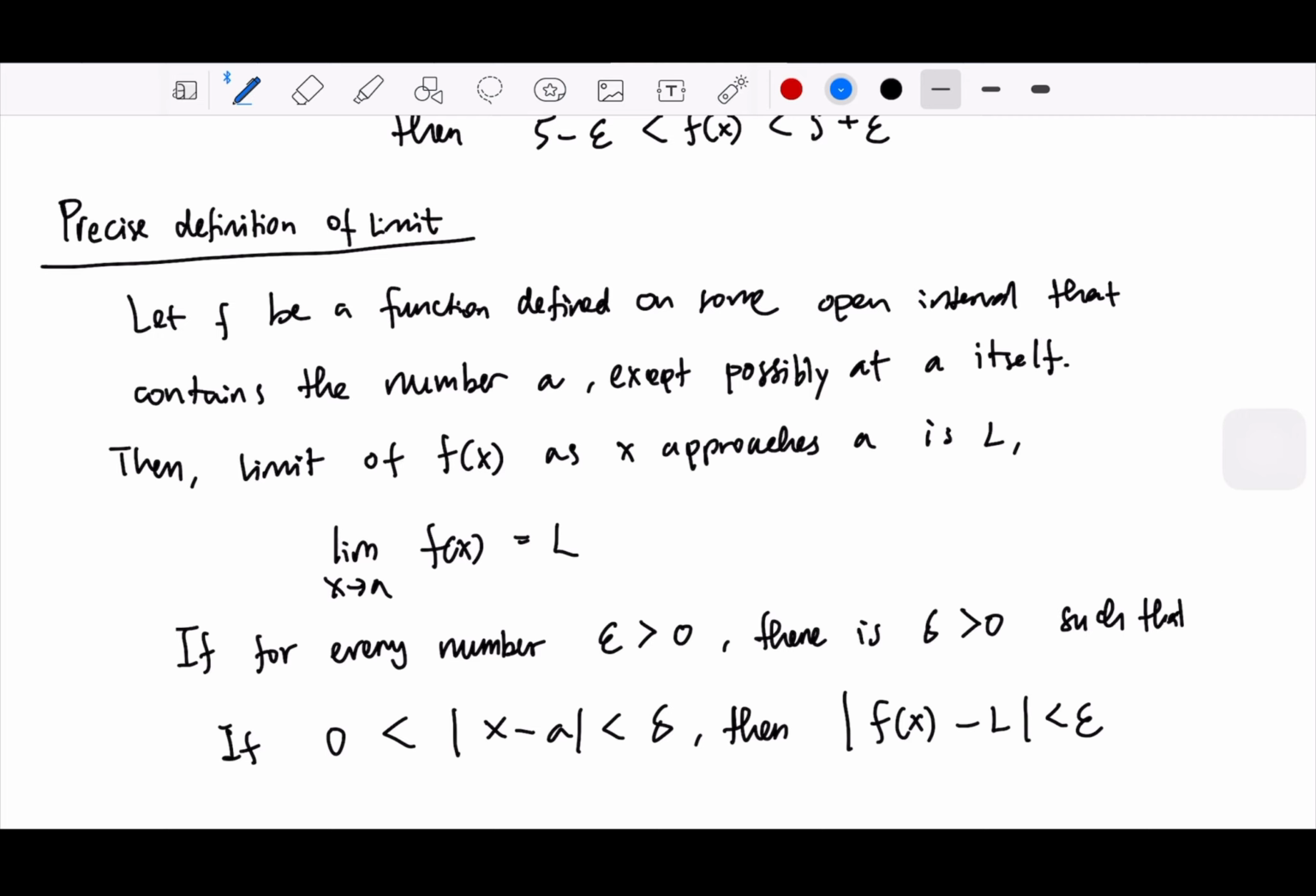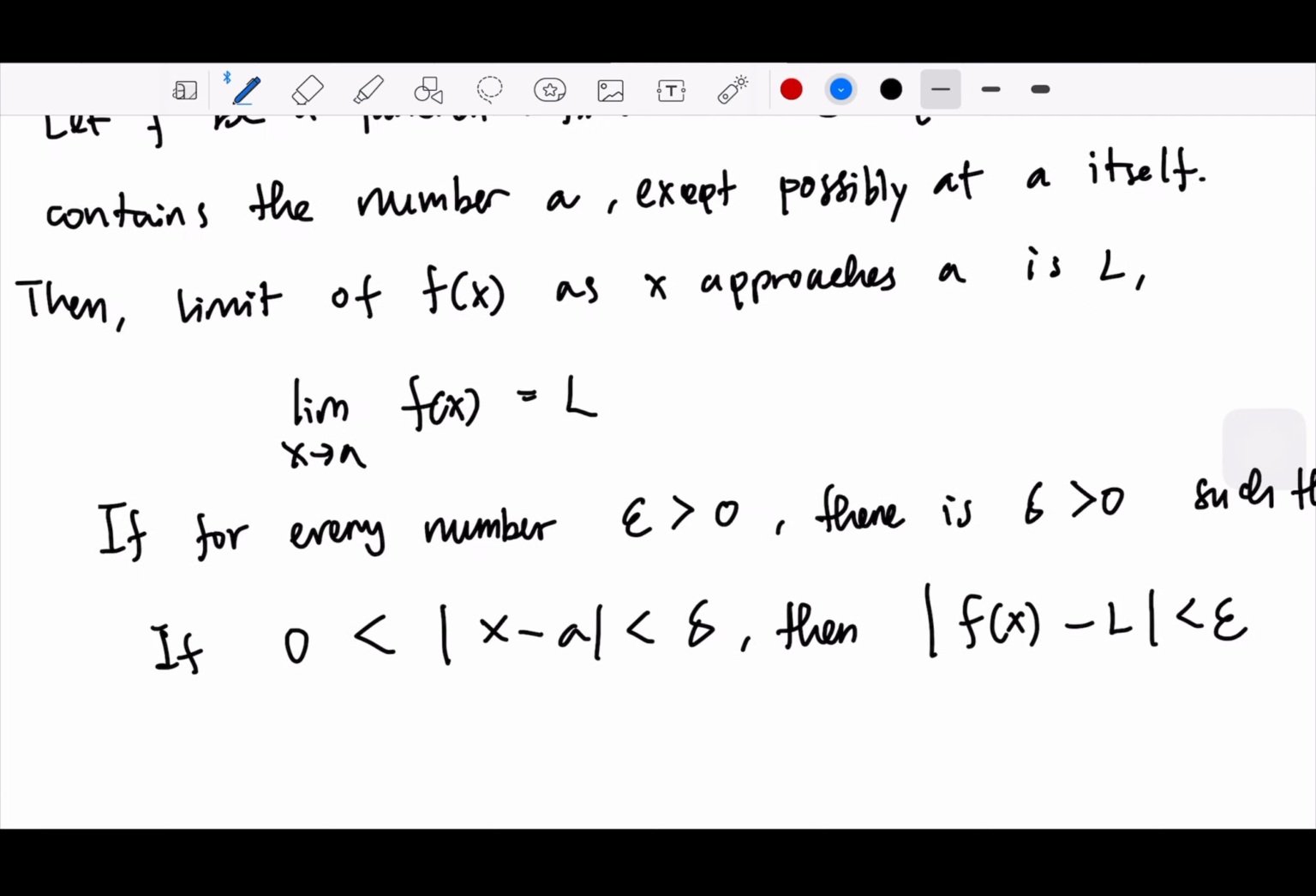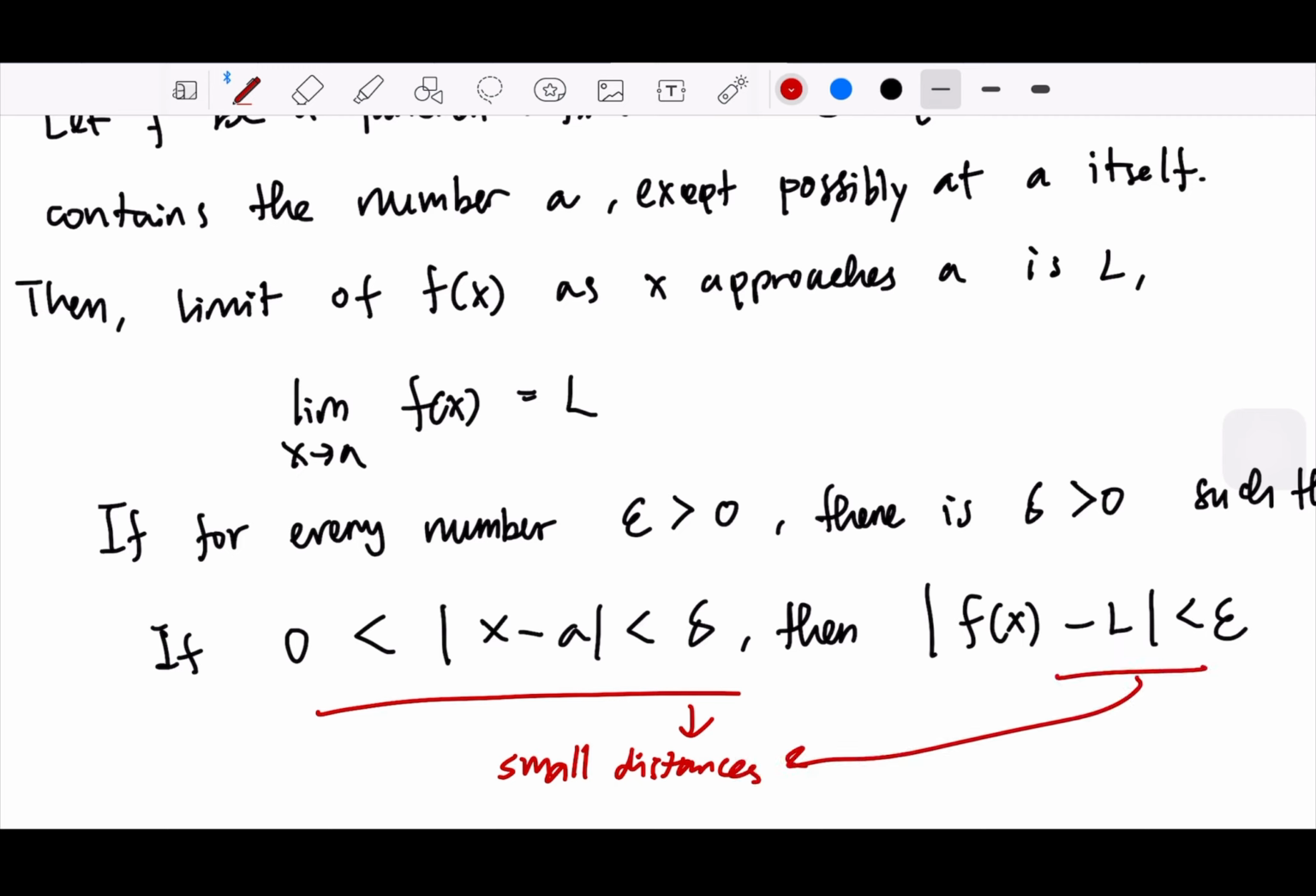So we can write this down in an equation, or the interval. We write this as a small distance. This represents a small distance, or how close x is to a. This too is also a small distance. So we get epsilon and delta.